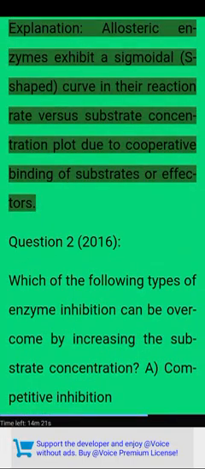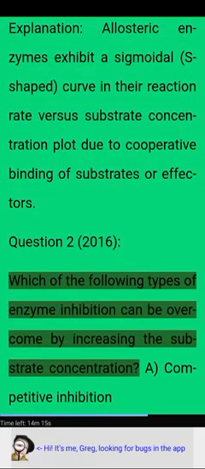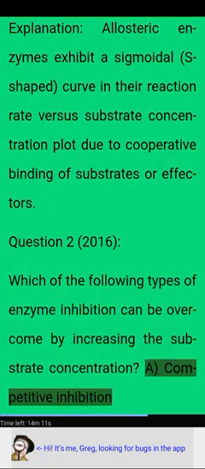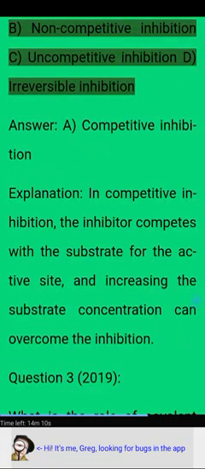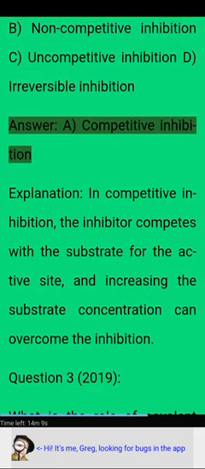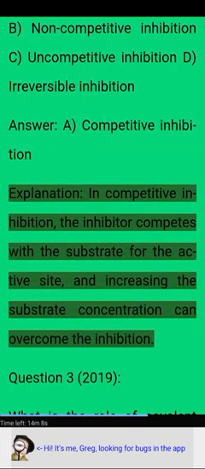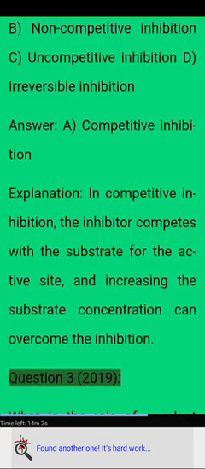Explanation: allosteric enzymes exhibit a sigmoidal S-shaped curve in their reaction rate versus substrate concentration plot due to cooperative binding of substrates or effectors. Question 2, 2016. Which of the following types of enzyme inhibition can be overcome by increasing the substrate concentration? A. Competitive inhibition. B. Non-competitive inhibition. C. Uncompetitive inhibition. D. Irreversible inhibition. Answer: A, competitive inhibition. Explanation: in competitive inhibition, the inhibitor competes with the substrate for the active site, and increasing the substrate concentration can overcome the inhibition. Question 3, 2019.